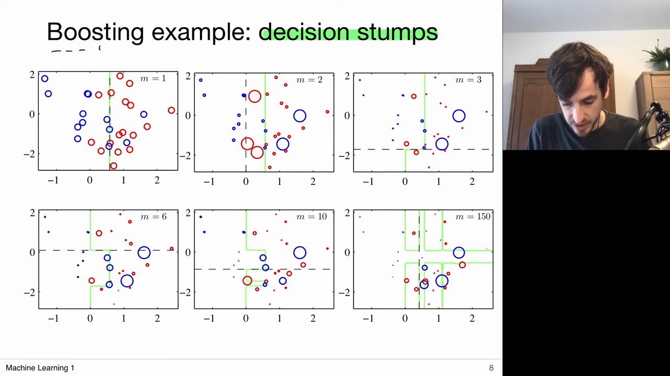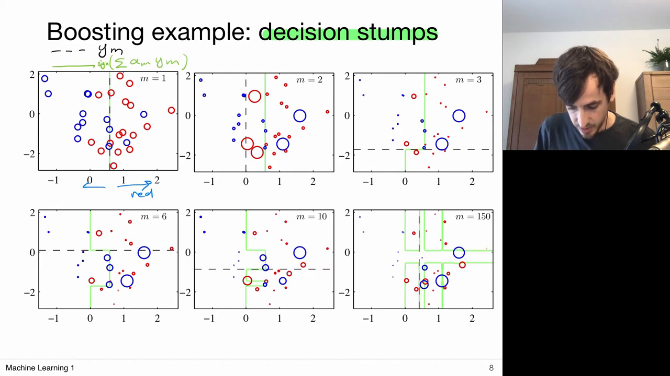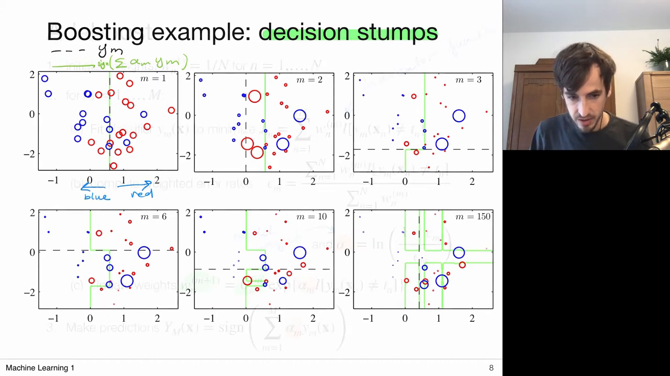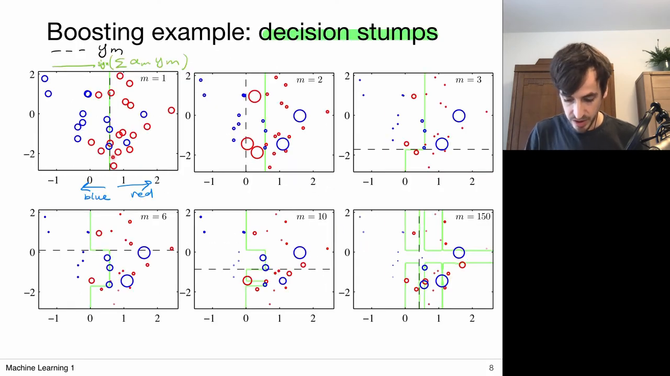This dashed line is my model YM, and the green line represents the sum alpha M YM. The sum of all these models actually represents the sign, right? So I'm considering the binary classification problem. Okay, so I now have a classifier that says this part belongs to the red class and this part belongs to the blue class. So this is what we just did. We fit our first very simple classifier to the data that minimizes this error rate, and that gave me this particular decision boundary. So this represents my model essentially.